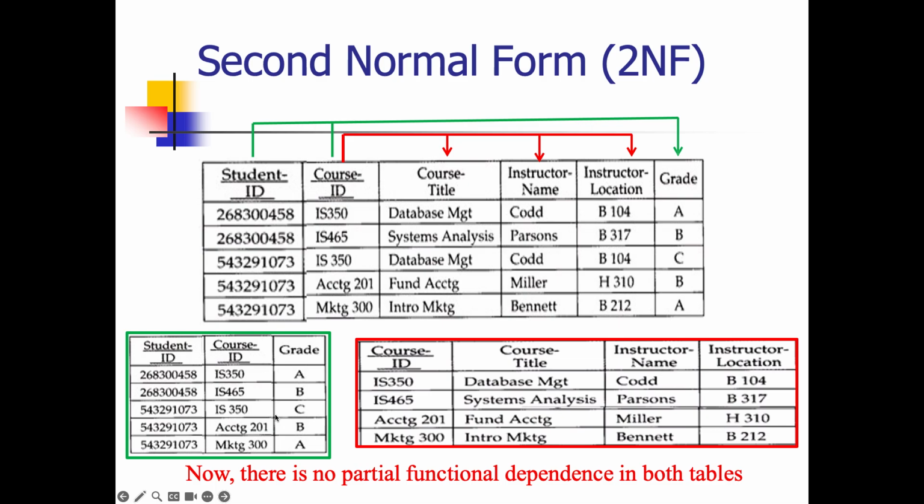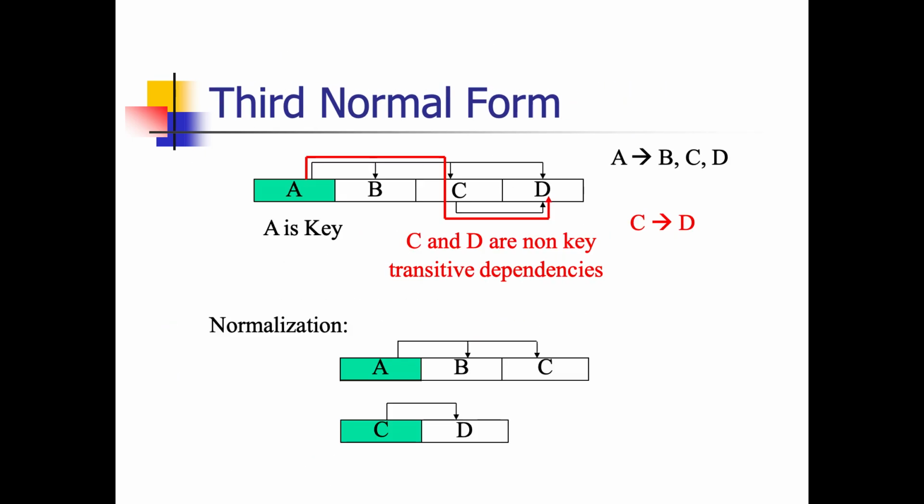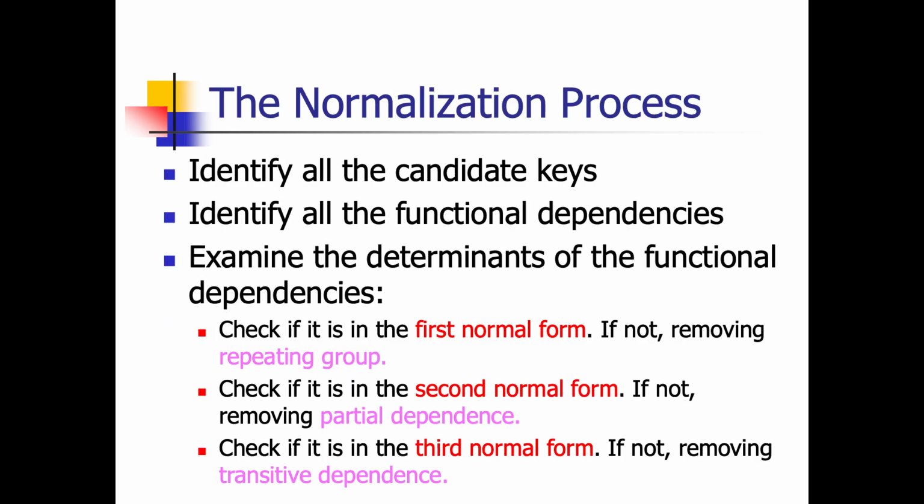All atomic values. Is it in 2NF? Yes. Why? No partial dependency. Even though we have a composite primary key, we have only grade here that depends on both parts, so it's a full key dependency. And because we don't have partial dependency, it is already in 2NF. Now, why is it in 3NF? No transitive, right? Now, this is just an explanation of third normal form, which I already mentioned.